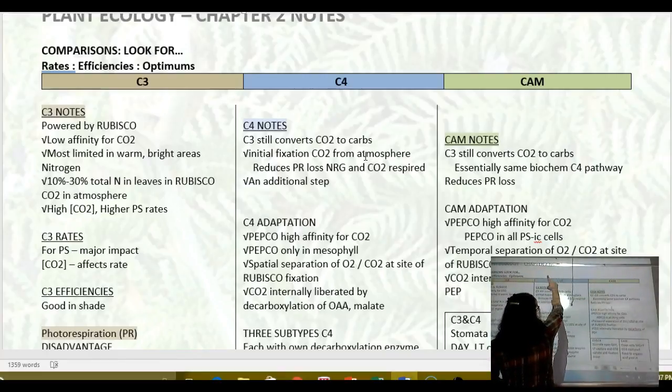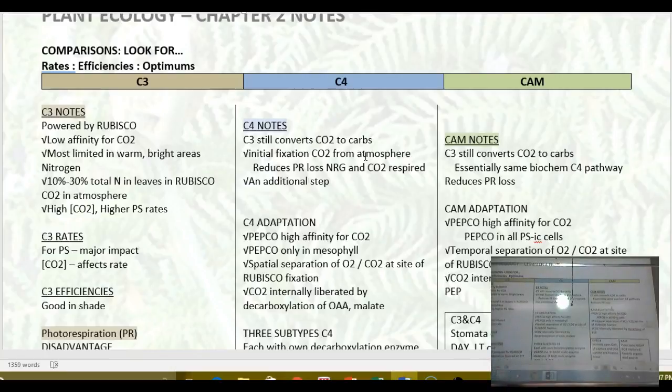Initial fixation from the atmosphere reduces photorespiration, loss of energy, and CO2 respired. Photorespiration over here is a problem. It's a disadvantage. PR is photorespiration. And the first column down here is a disadvantage. See that? So an additional step, and it costs some ATP, right? But it recuperates losses that are more energy expendable over here in C3 plants.